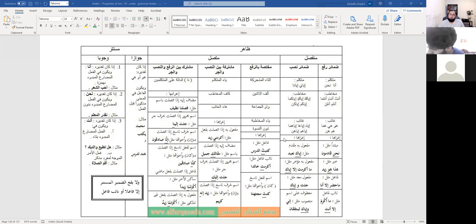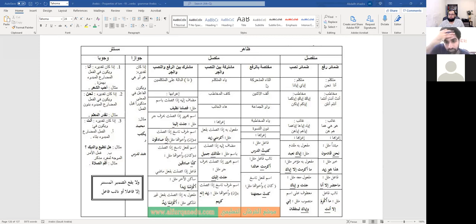What's left? ضمائر المتصلة, the connected pronouns. Connected pronouns, we said, some of them are always in the position of rafa'. What are they? Ta al-fa'il: akalta, akaltu, akalti. Ta al-fa'il, al-mutaharrika. Alif al-ithnain, waw al-jama'a, ya al-mu'annatha al-mukhataba, and noon al-niswa. Those pronouns are always in the position of rafa'.